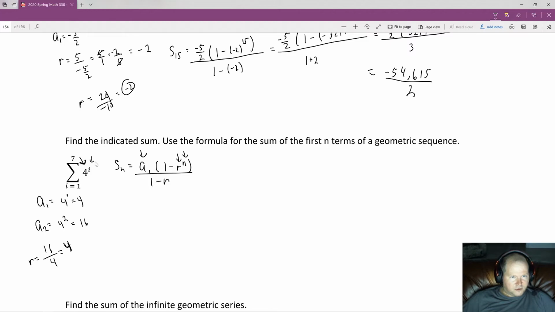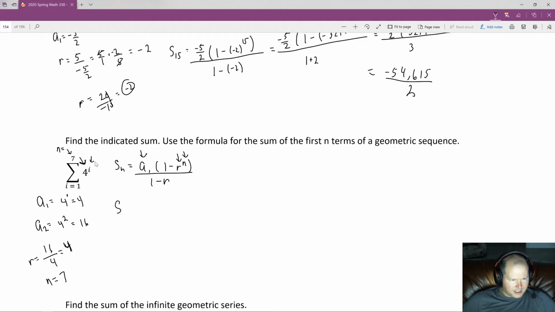Okay, now what else are we looking for? The n. Well, the n in this case is going to be right there, which is the 7. So we know our n is 7 because we're going to be summing up the first 7 terms. So this right there again, that is my n. Okay, so we have our first term, we have our n, we have our r.